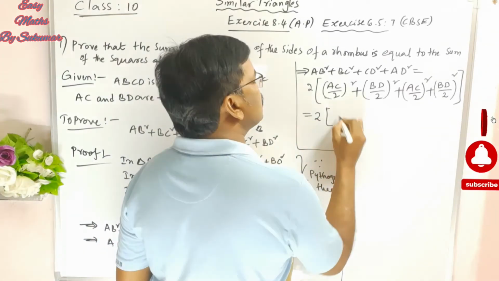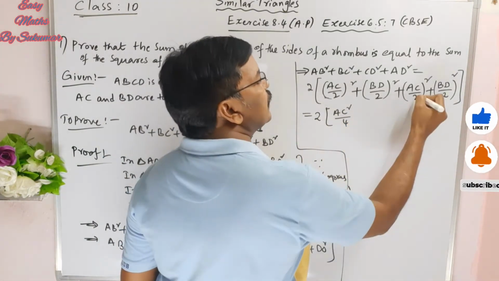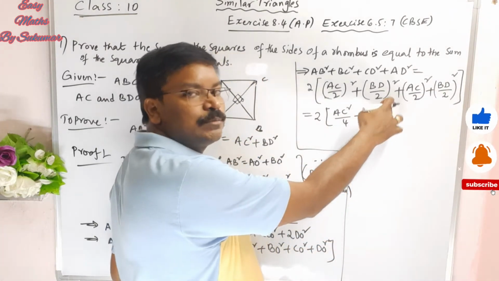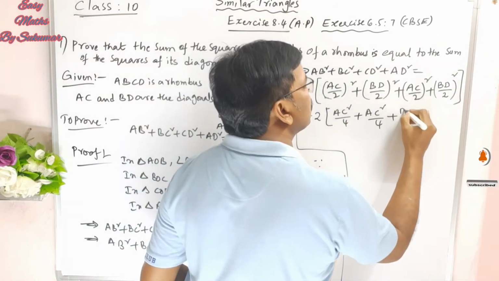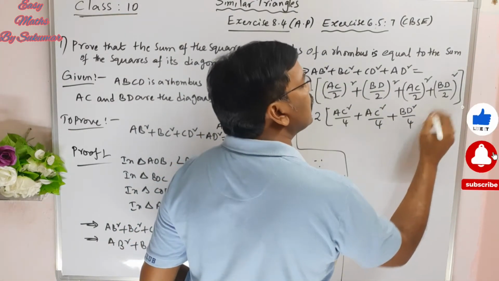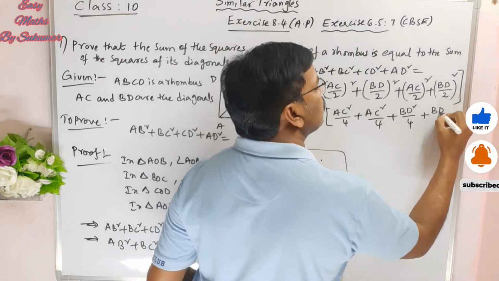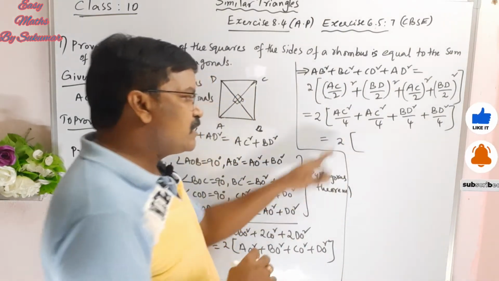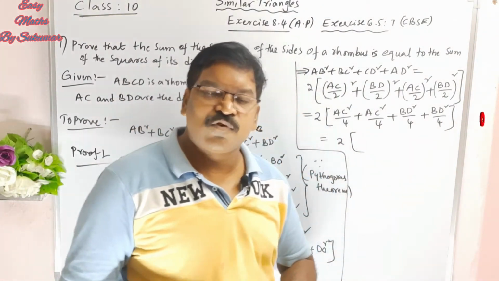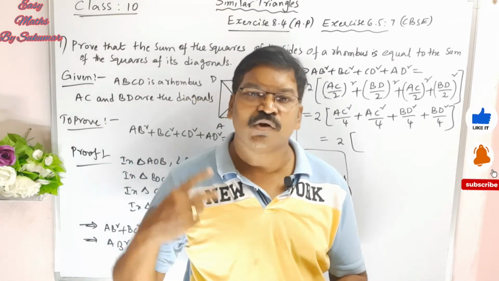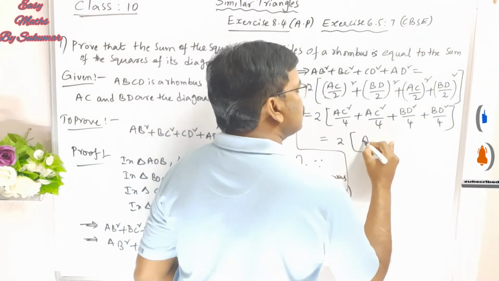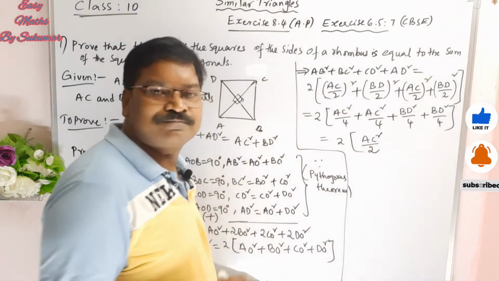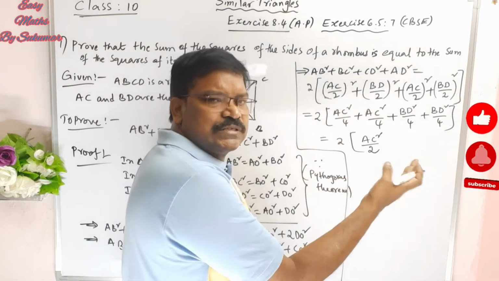So this is 2 times AC square by 4. Again this is also AC square by 4. Here BD by 2 whole square means BD square by 4. Again this is also BD square by 4. Right. So this is 2 times AC square by 4 plus AC square by 4. That means 2 1/4 is equal to half. Like that, 2AC square by 4 means AC square by 2. Understand? 2 1/4 is equal to half.